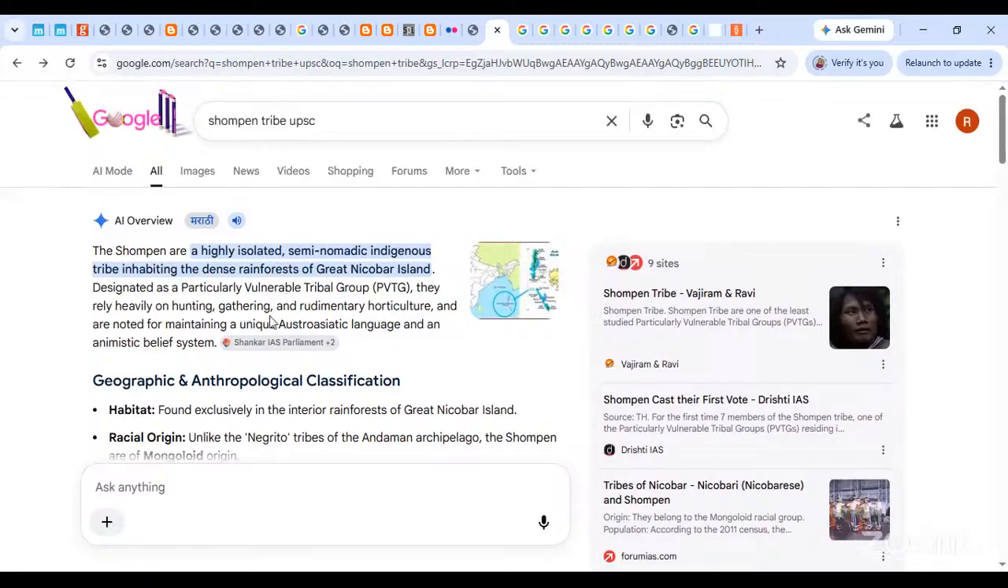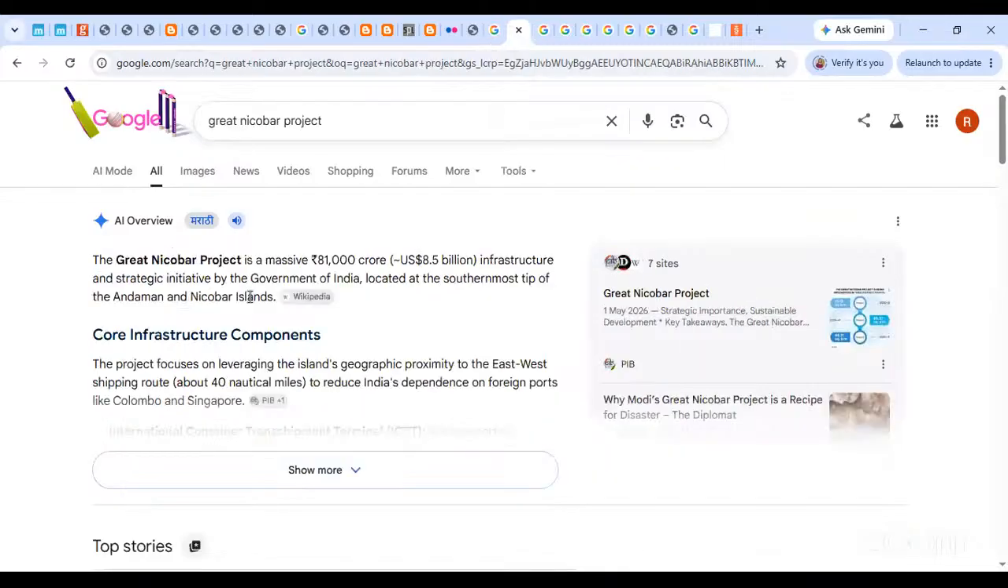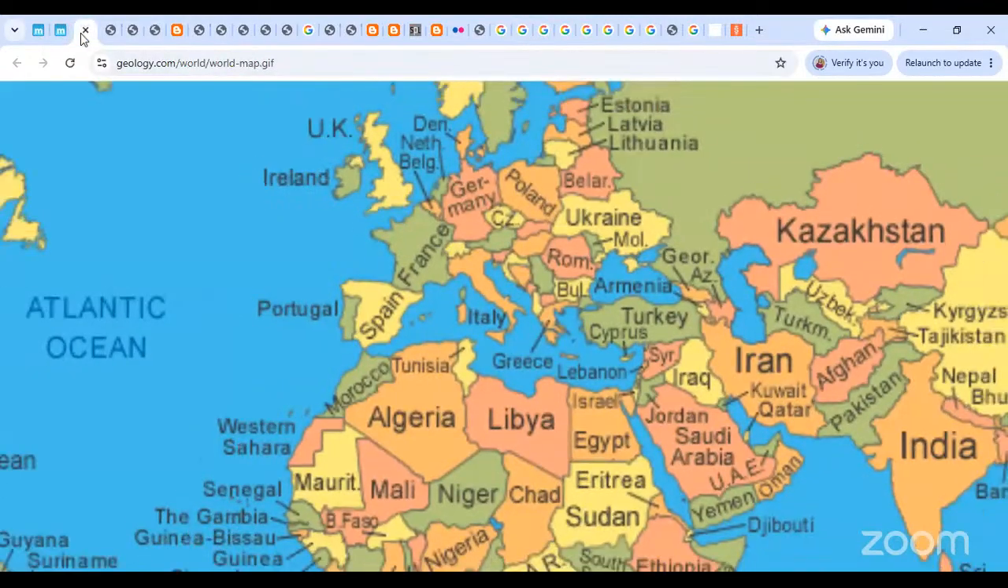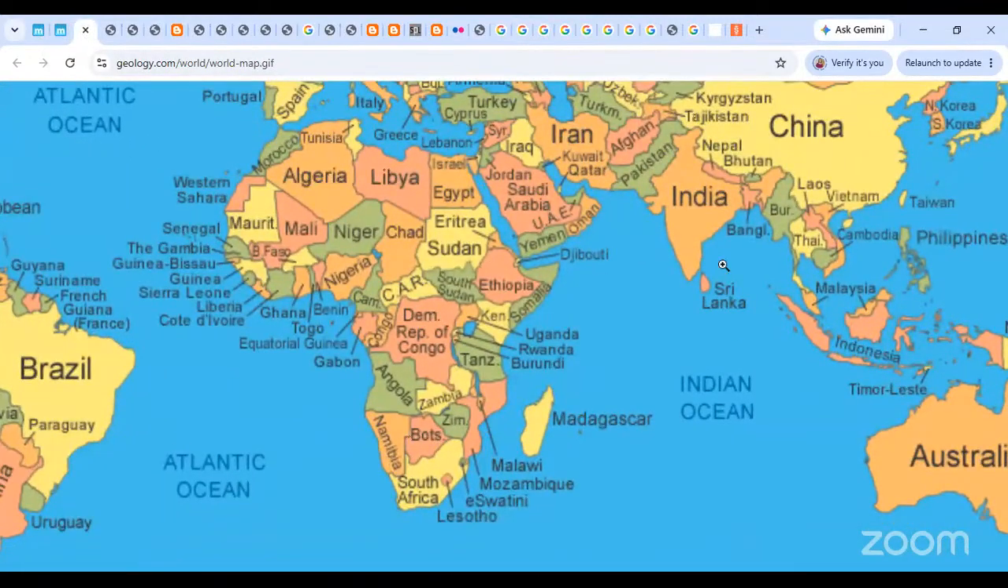The reason why we are looking up this tribe is this project. There is this Great Nicobar project that the government is intent on doing. It is important for us because you guys have to understand. See, this is India. This is the Andaman and Nicobar Islands over here, and it is very close to the Malacca Strait, and this entire East Asian region, the gateway to Asia.